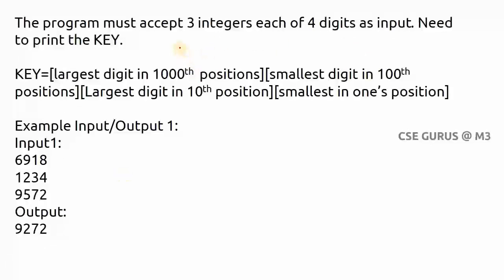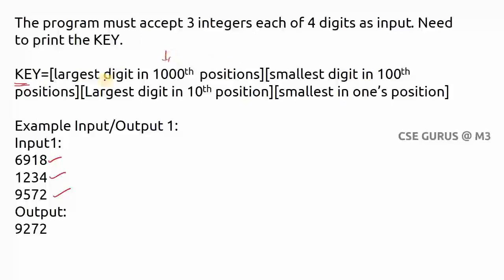Now you can see this one. The program must accept 3 integers. Let us suppose I have taken here 6918, 1234, 9572, and each one must consist of only 4 digits. It's not more than that, and it should not be less than that. Need to print the key. What is the key actually? The key again consists of 4 digits.